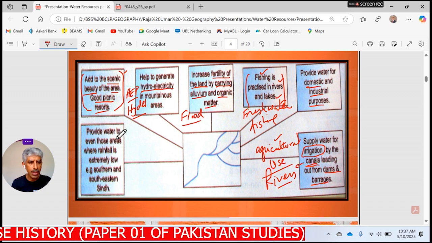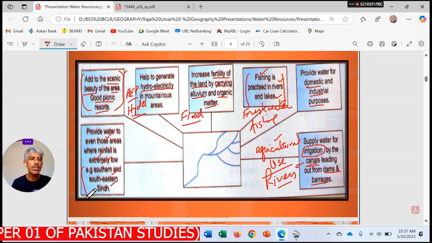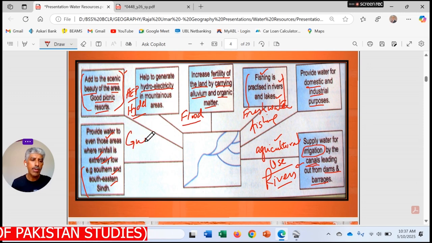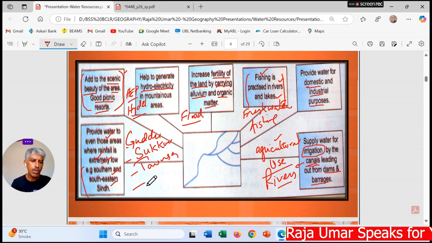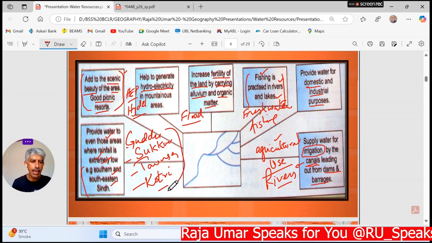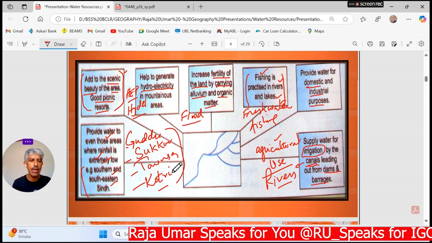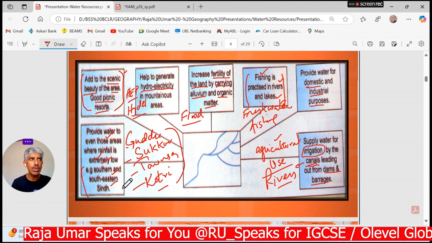They provide water to even those areas where rainfall is extremely low, for example, southern and southeastern Sindh. Yes, I mean, if we talk about the Guddu Barrage, Sakhar Barrage, and even Taunsa Barrage in South Punjab. And down in the south, Kotri Barrage. In the Sindh area, what we have seen is that there is scanty rainfall. The rainfall factor is really very low. The monsoon rainfall does not really frequently occur over there in the Sindh province, leading to dryness over there.